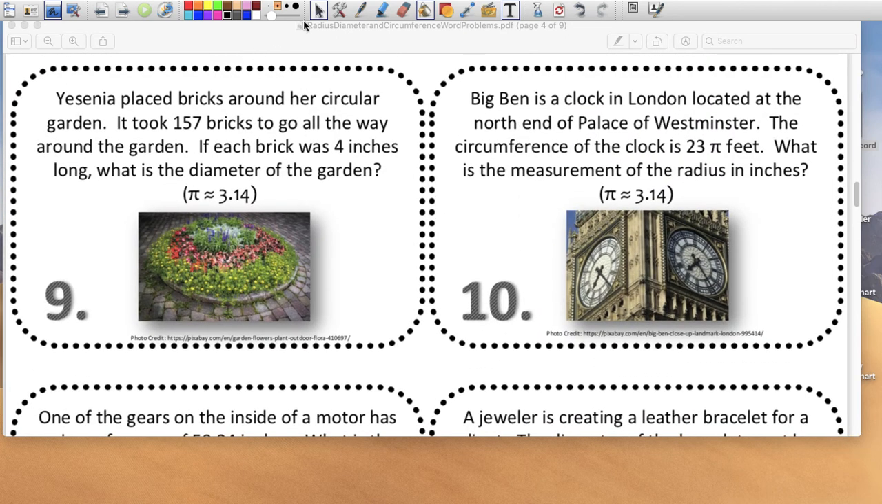Okay, Nisana placed bricks around her circular garden. It took 157 bricks to go all the way around the garden. Each brick was 4 inches long. What is the diameter? So each brick here is 4 inches to go around, right? How many bricks did we use? 157 times 4 is 628 inches. So the circumference to go around is 628. Now the rest is pretty simple.